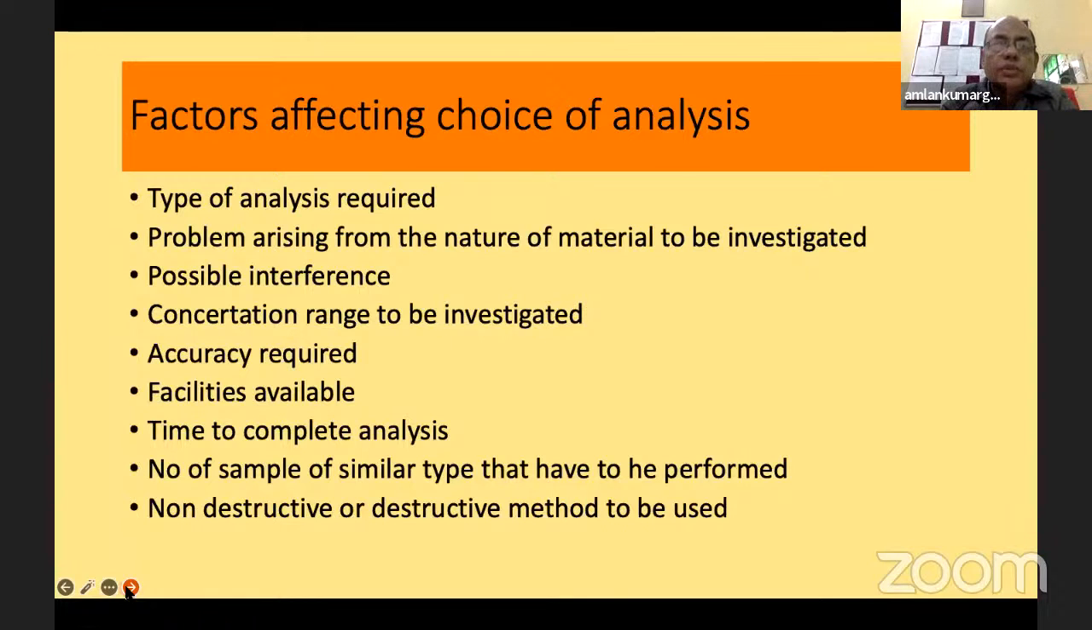Now, what would be the factors that affect the choice of analysis? The type of analysis required, the problem arising from the nature of the material to be investigated, if there is any interference, and the concentration range to be investigated. What would be the range of concentration? What is the accuracy required? What are the facilities available with you?